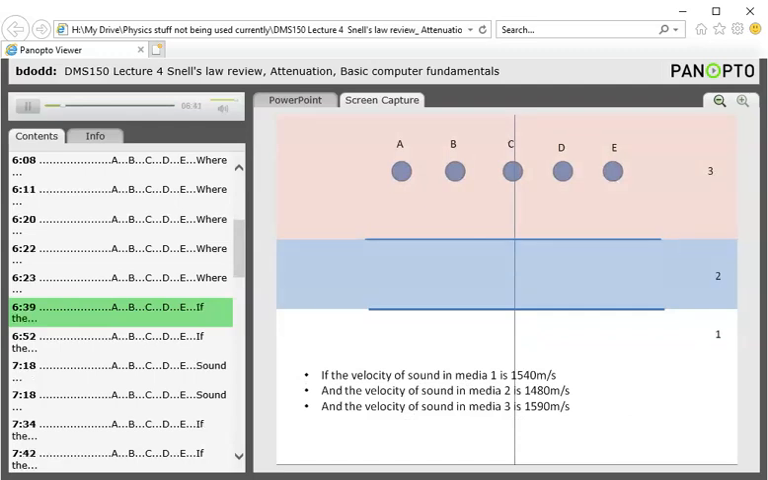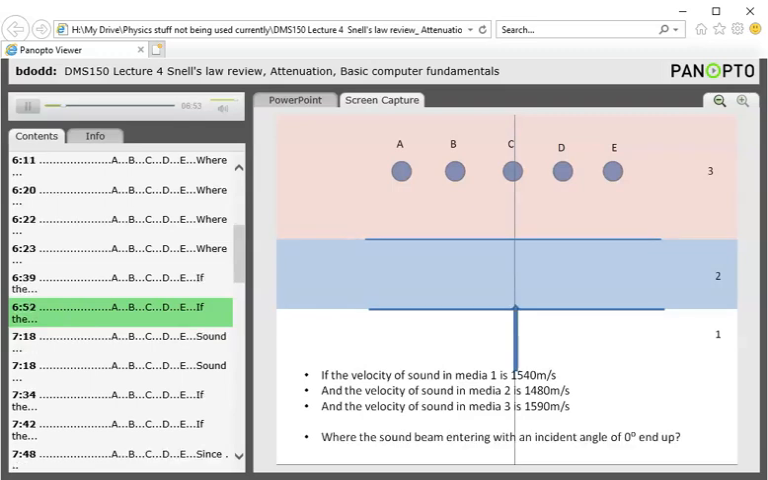All right. So now here is another type of Snell's Law question that typically shows up on the registry exam. Now we've got 3 different velocities of the media, and this one says the sound beam is entering with an incident angle of 0 or normal or perpendicular or right angle to the media. So where is it going to end up?